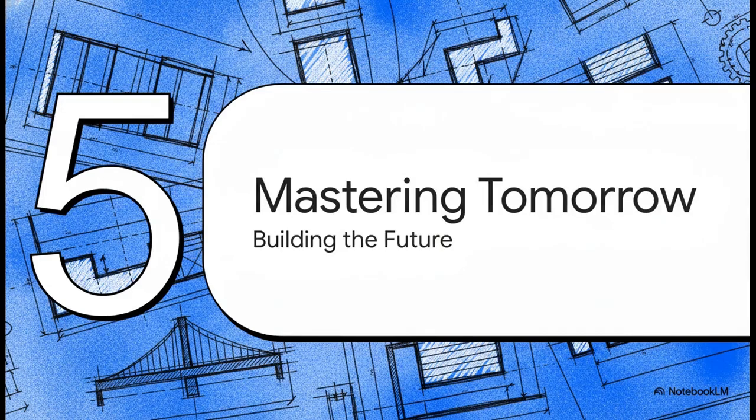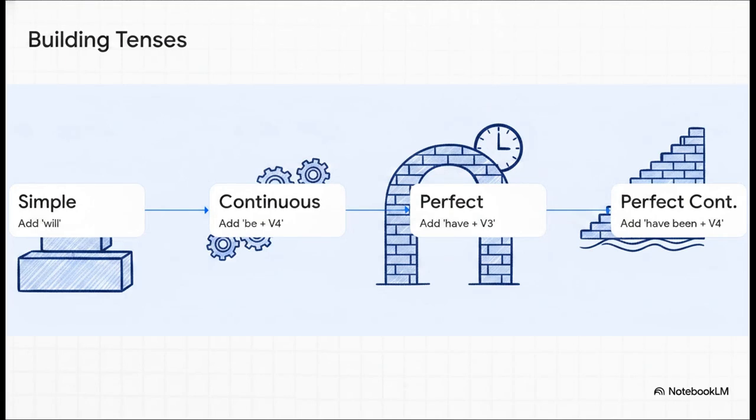All right, bringing it all home with Section 5, Mastering Tomorrow and Building the Future. Let's look at this progression step by step. You can really clearly see how systematically we construct meaning in English. You start with step 1, the foundation, just adding will for a simple future intention. Step 2, we layer on continuity by adding be plus an ing verb. Step 3, we introduce a firm deadline and completion by throwing in have plus a past participle. And finally, step 4, we achieve maximum complexity by layering on duration with have been and an ing verb. It's just a completely logical step-by-step assembly process.